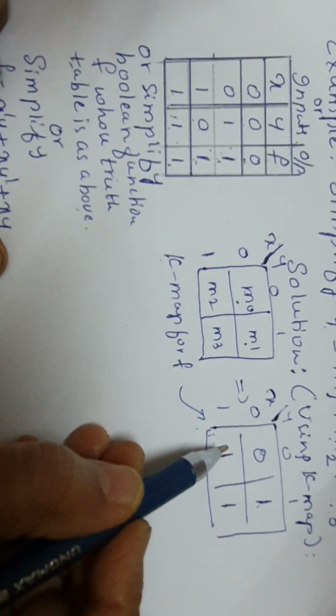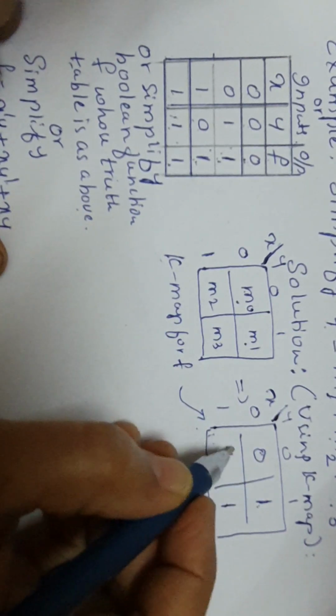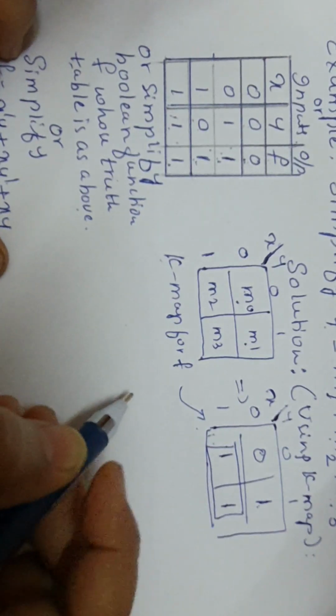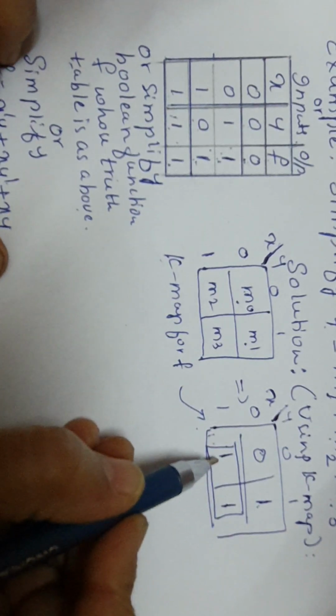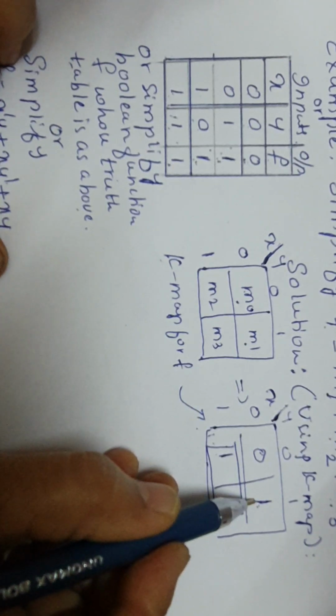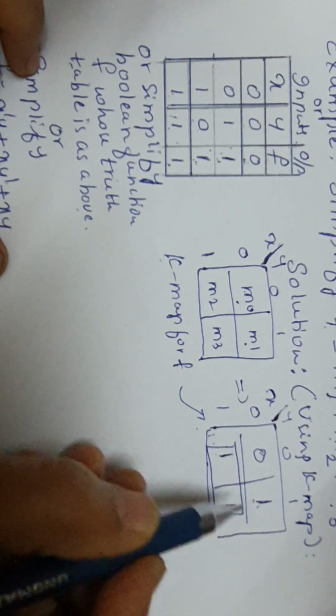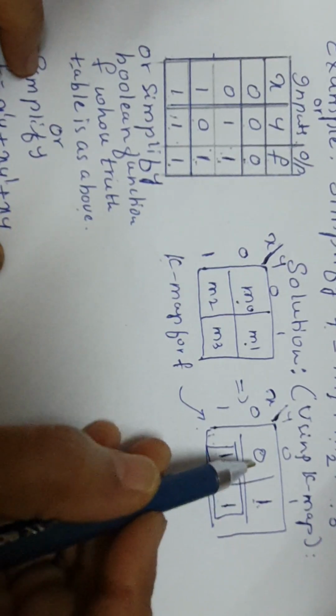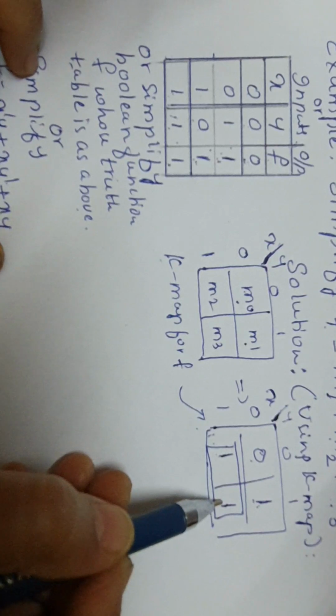These are adjacent ones, so we'll group this. One group is formed. How many ones are covered here? 1, 2. So this is remaining. This also we must try to cover. Always we must try to draw the biggest group. Biggest means 1, 2, 3, 4 squares are there.